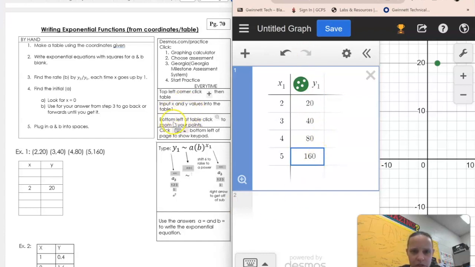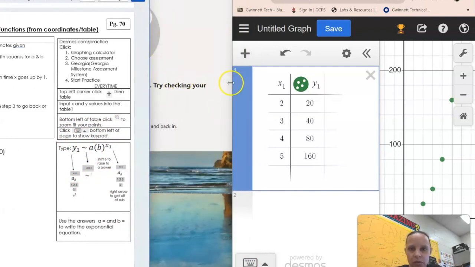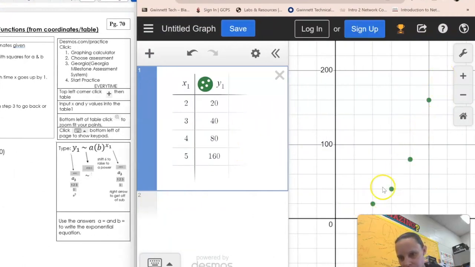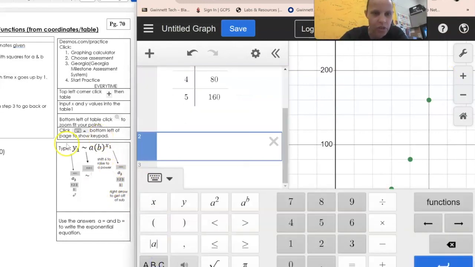So it says put those in. Bottom left of the table, click plus to zoom in to fit your points. So bottom left of the table, if you want to click plus, you can zoom fit it. So you see zoom fitted my points over here. And then it says click the keypad bottom left to show the keypad, and you're going to type in the equation. All right, so I'm just going to move this a little bit more that way and make this a little bit bigger so you can see it. I can already see it goes like this, right? So we're going to click the keyboard and we're going to input this equation.